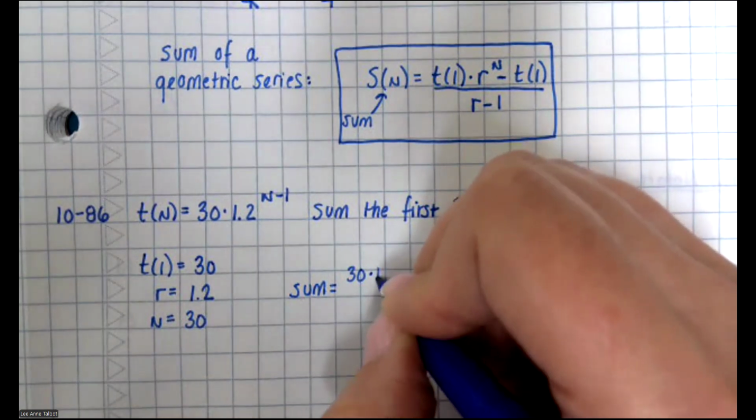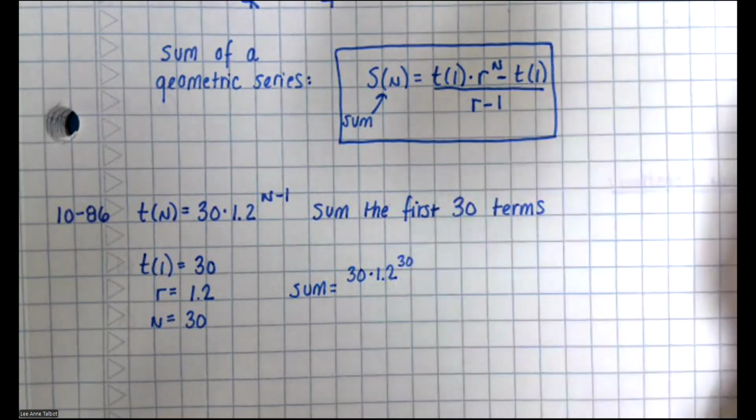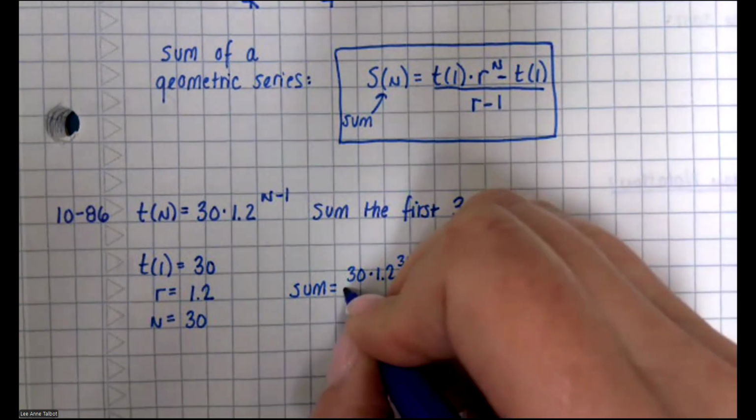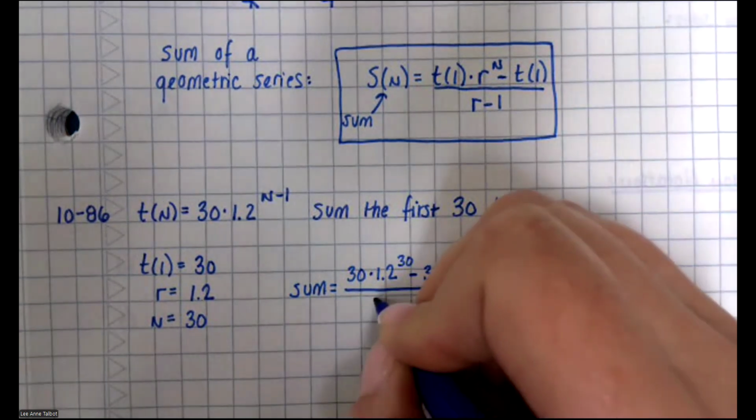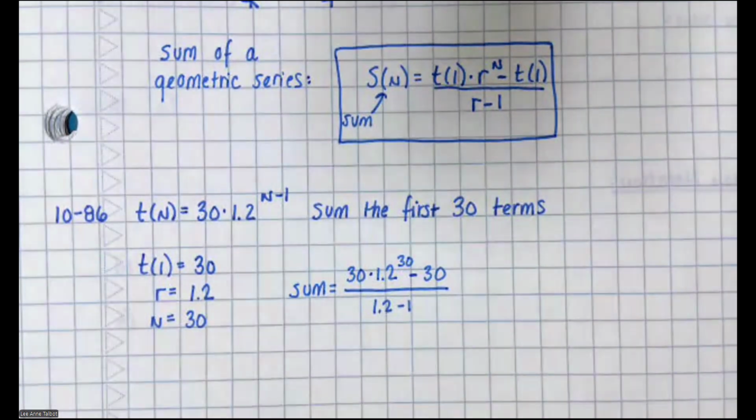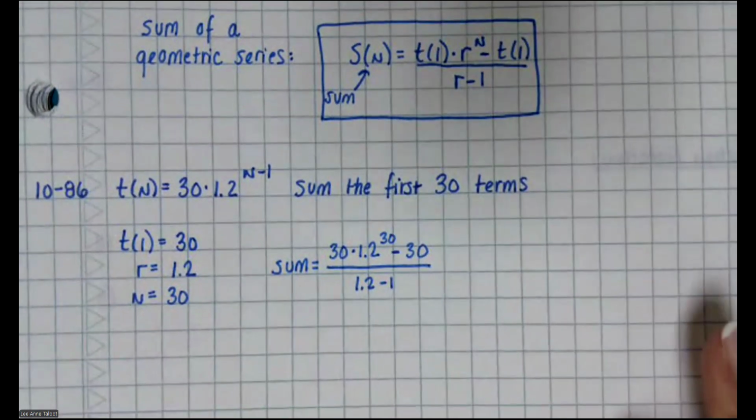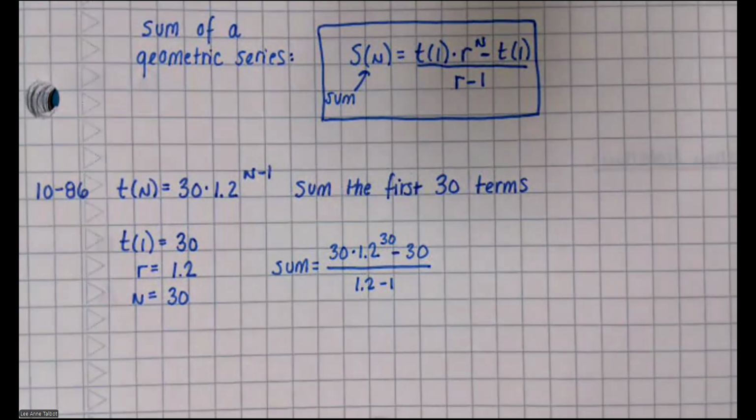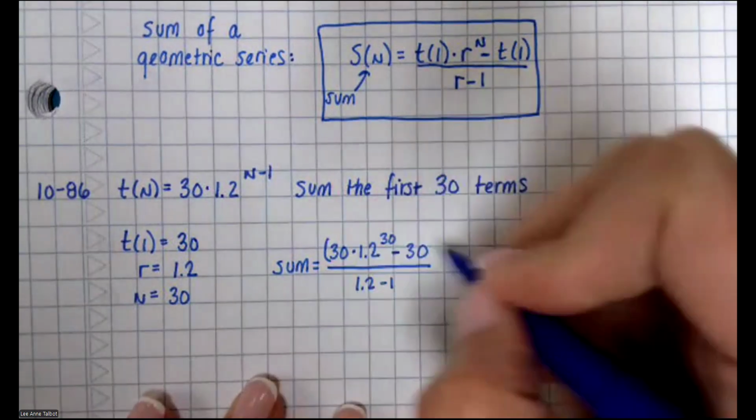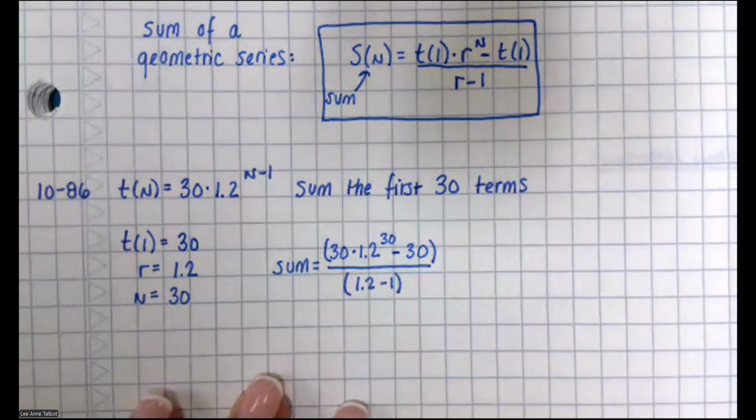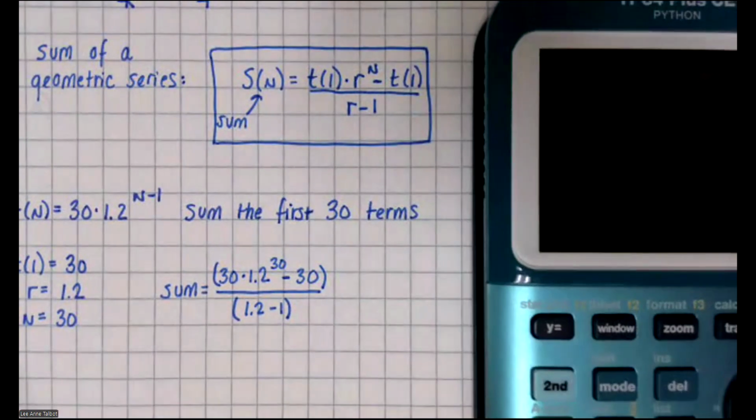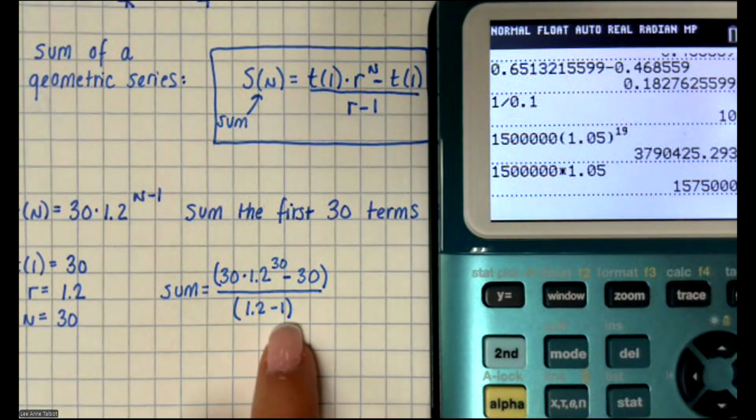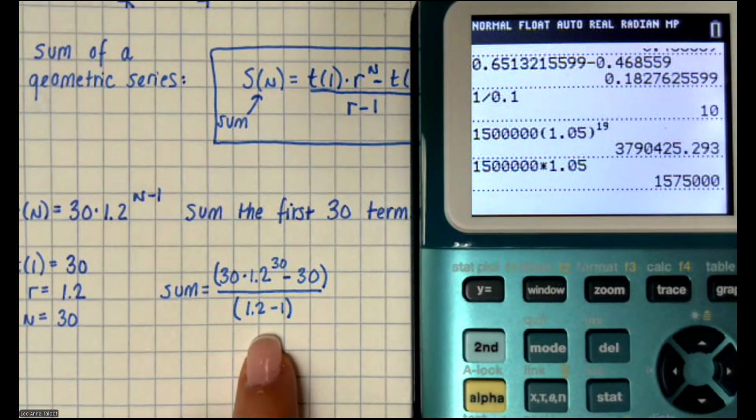30 times r to the n minus 30 over r minus 1. Okay, this is not a one fell swoop situation. This is a parentheses needing situation. If you're doing these problems on the calculator, you need to do that and that. If you want to do one fell swoop, I usually hit enter after the top and then divide with the parentheses, but whatever you want to do is fine.